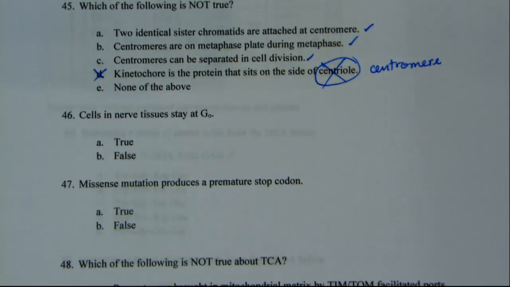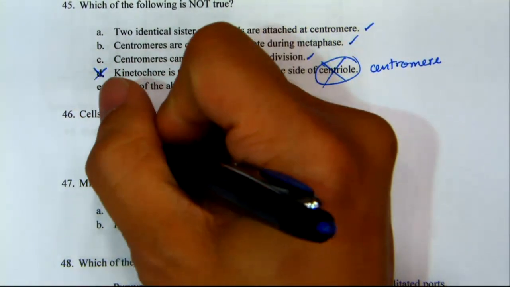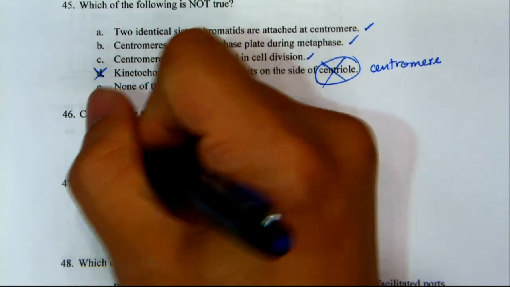Okay. So next, cells in nerve tissue stay at G0. Is that correct? Yep. They stop dividing. It doesn't divide. So the answer is true.